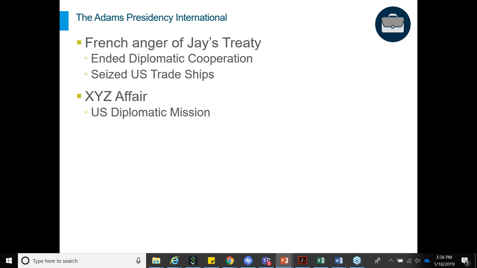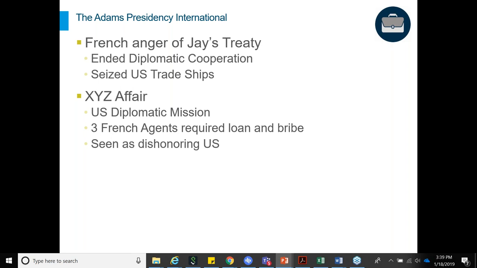So he sends diplomats, and they are basically told by three French agents of the Foreign Ministry of France that in order to be seen to be able to negotiate, they need to provide loans to the French government, and also those three French agents require bribes. They require direct payment from the diplomats of the US to be even seen by the French ambassadors. Well, this is seen as not only dishonoring the diplomats, but also dishonoring the United States. And when John Adams and America find out about this, there's anger overall, and Federalist newspapers around the country start calling it the XYZ affair, that these French agents X, Y, and Z are dishonoring the U.S., are embarrassing the U.S. with these negotiations.